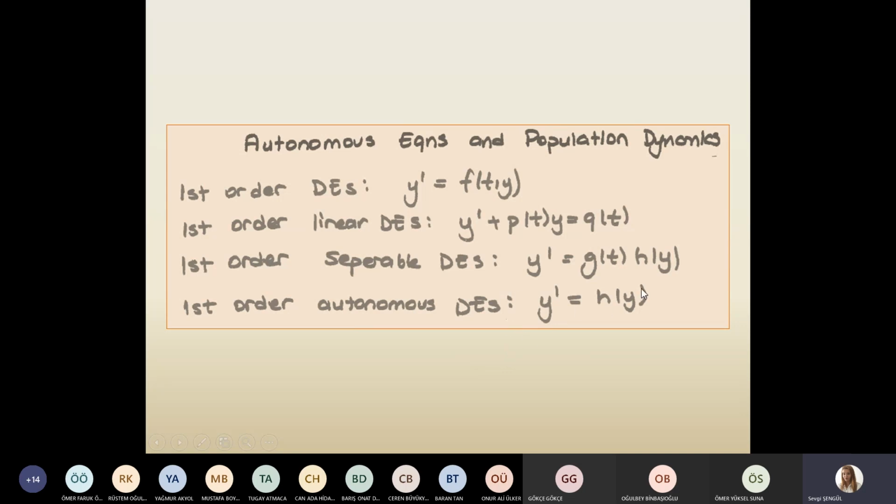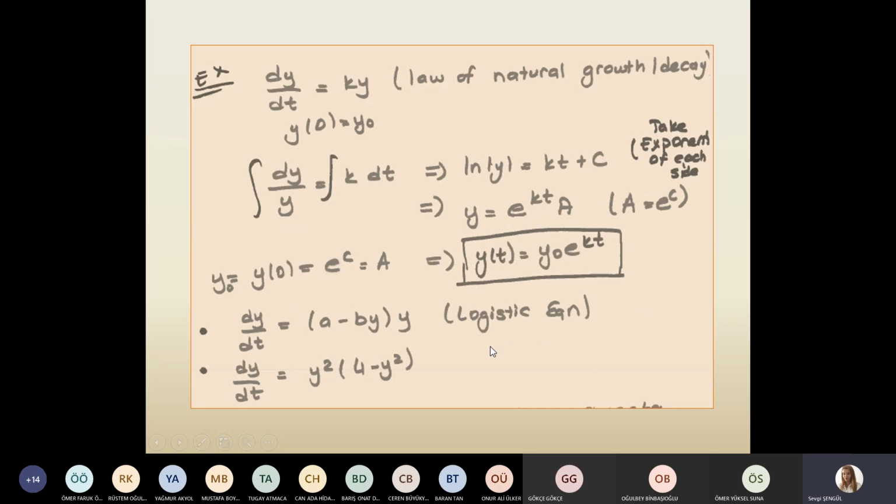And the autonomous differential equations have this form. Y prime equals h of y, which means that the right-hand side can only depend on y. There is no g. Okay, and we will talk about the dynamics of these autonomous differential equations, equilibrium solutions and all. And let's look at this example.